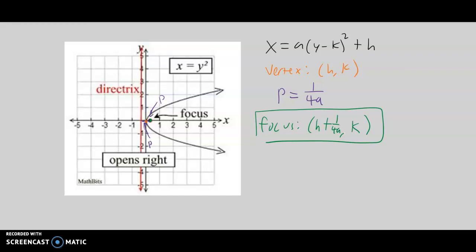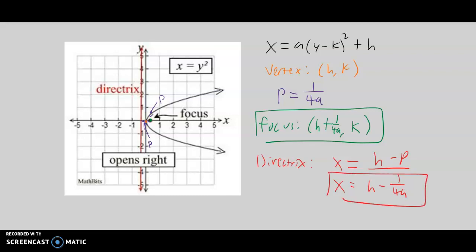And then if we want to look at the directrix, we're going to look at a very similar process to before, where now instead of a horizontal line, we're looking at a vertical line. So vertical lines, remember, are x equals something. So we want to know x equals what? Well, again, if the x coordinate of the vertex is h by itself, we want to look at h minus the distance from the vertex to the directrix, right? So we want to do h minus p, or in this case, x equals h minus 1 over 4a. So that is our equation for the directrix. This is our equation for the focus of a sideways facing parabola.